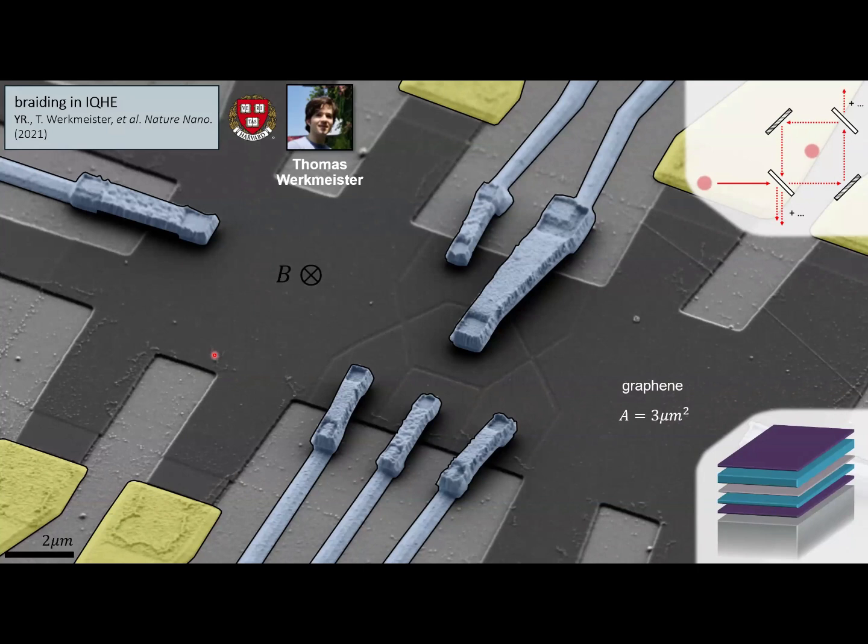So I want to go back to 2020. This is work that I did at Harvard during my postdoc together with Tom, looking at braiding of integer quantum Hall effect. So this is graphene, a van der Waals heterostructure that we fabricated at Harvard. And these are trenches in the upper graphite gate. This is on graphene, and the cavity size is 3 micrometers square.